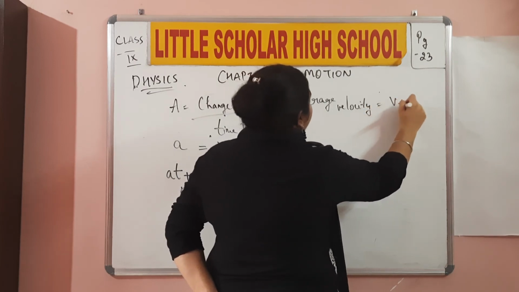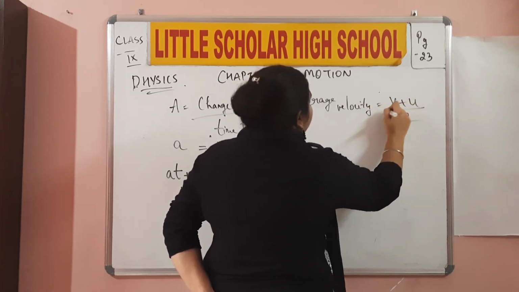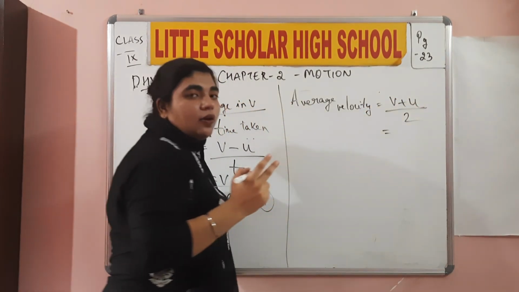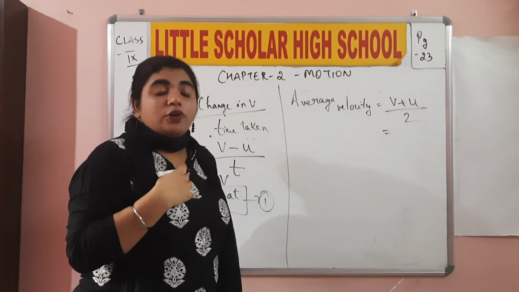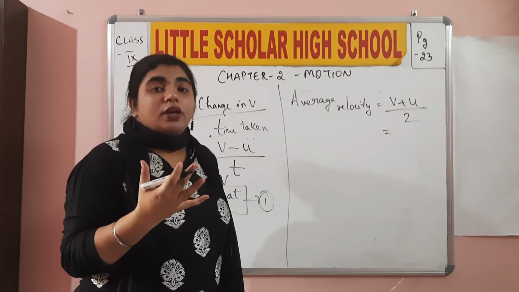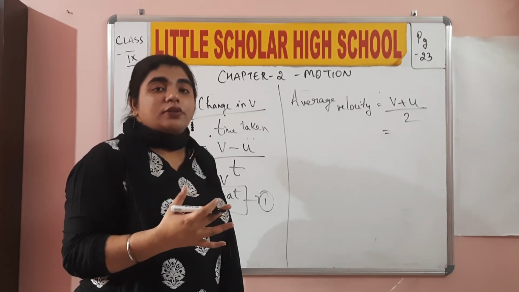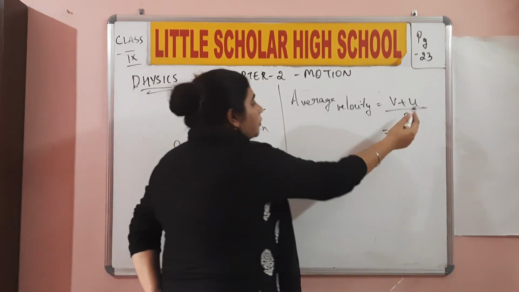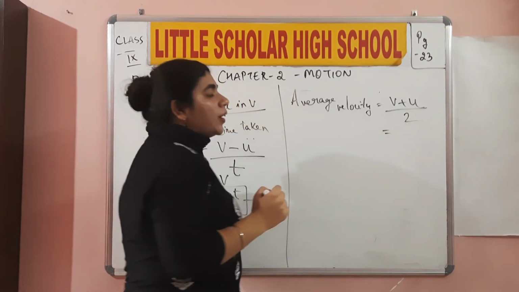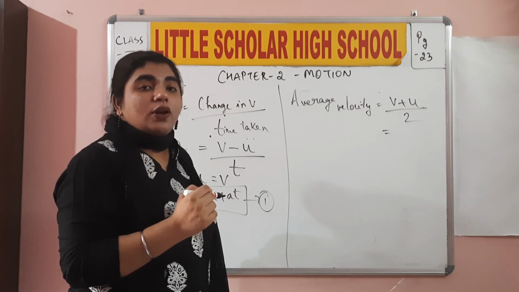So when I want to find average velocity, it is going to be v plus u by 2. Yes or no? There are only two velocities. What are they? Final velocity and initial velocity. I want to find the average velocity, so I sum up both the velocities. And how many velocities are there? 2. So that is why it is the sum of the velocities by 2. That is how you write average velocity.